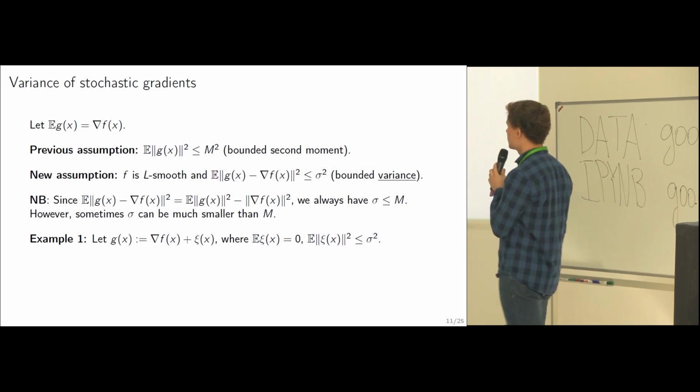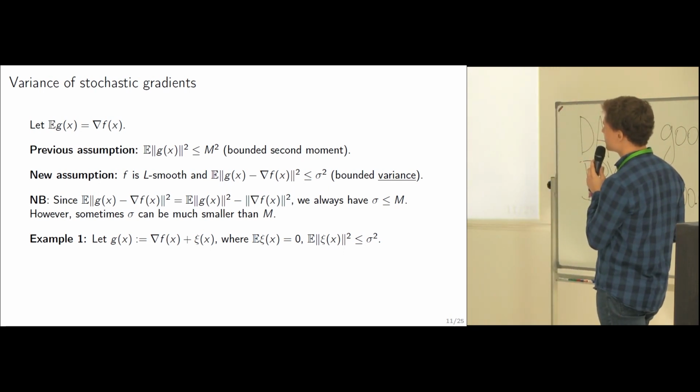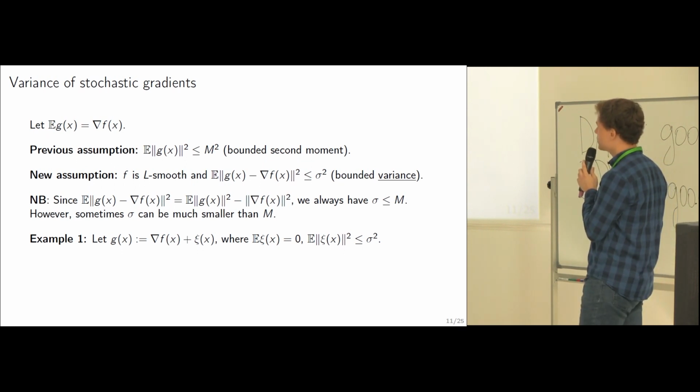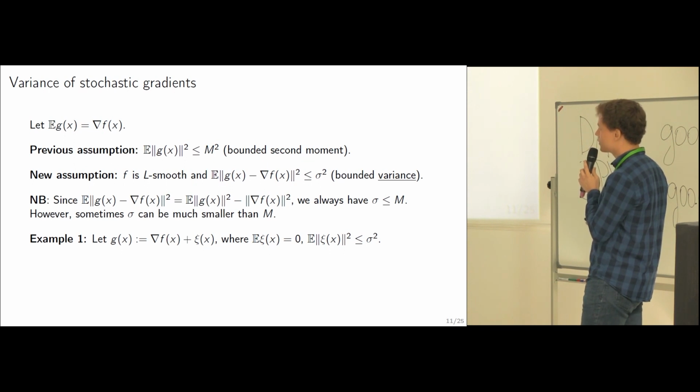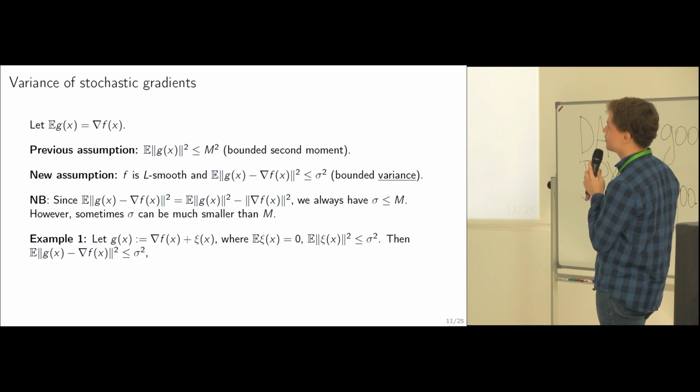The first thing, this is just a simple example, but we will return to a more interesting example in a couple of slides. Let us consider, for example, that we compute the stochastic gradient with some error. This error psi is 0 in mean, and the second moment of this psi is bounded. This means that the variance of our stochastic gradient is exactly bounded by this sigma.